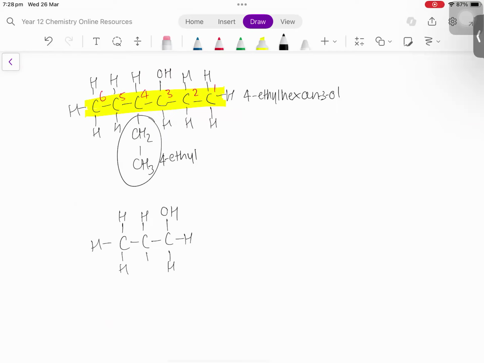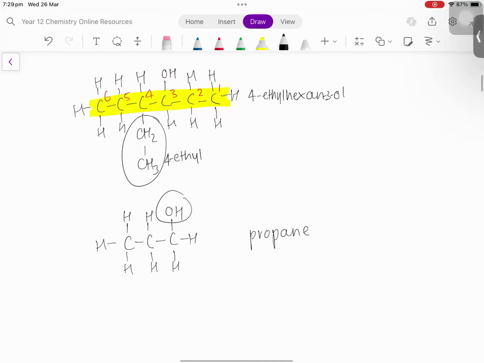What's the longest number of carbons here and what's the prefix? The carbon chain has single, double, or triple bonds. Single, so ane. But I've got an OH here, so I need to get rid of the E. What suffix do I use if I've got an OH? Oh, good.